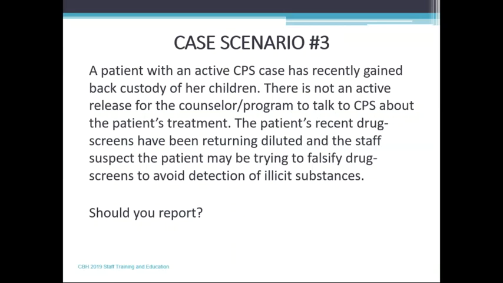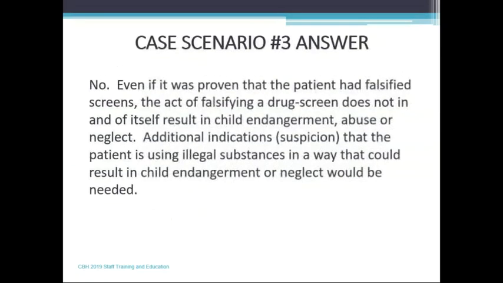So we've had a few people say no. We had somebody say with no release, then it would be a no. Someone said no, it's not clear that they are using while the children are present, and another no. So in this case, I absolutely agree that this would be a no.